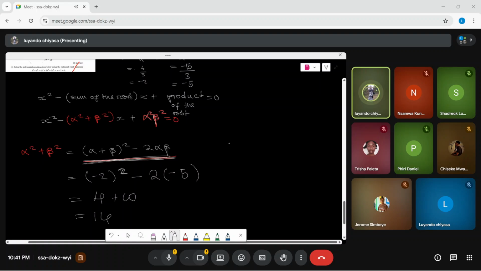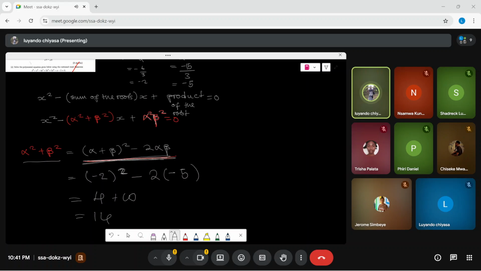And since we found alpha squared plus beta squared, we need to find alpha squared times beta squared. We know that this can be written as (alpha times beta) squared. We already know what alpha times beta is. Alpha times beta is -5, so we just square it, and what we get will be 25. Are we okay?